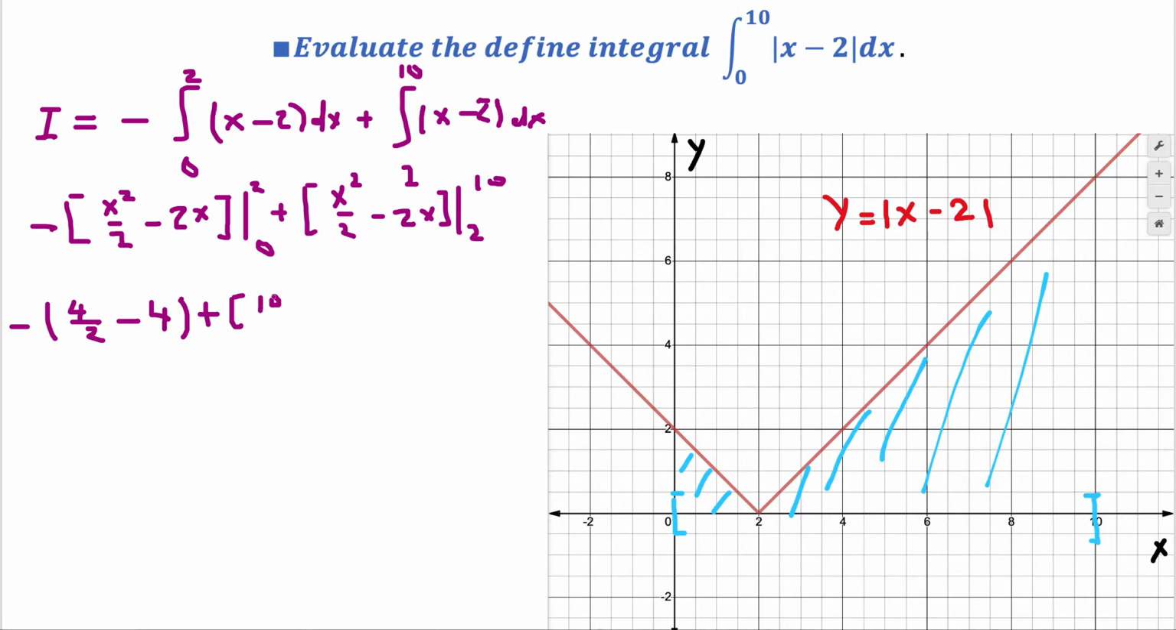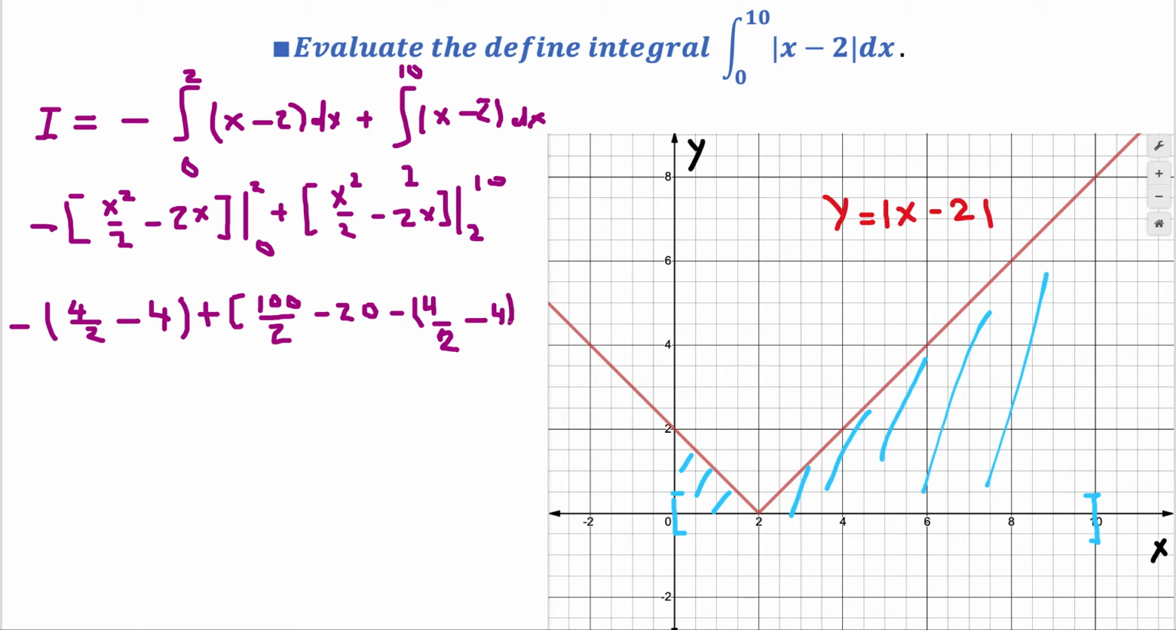So if I'm writing in big steps, probably I'm not going to make any mistakes. Hopefully not. And here is a minus 2 times 10, which is minus 20. And we already know here is a minus sign, because when we go to the lower limit and put the lower limit here, 2 squared is going to be 4 divided by 2 again, minus 2 times 2 is 4.